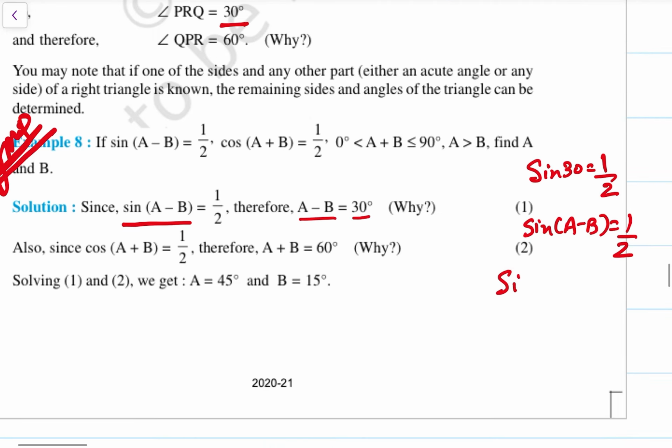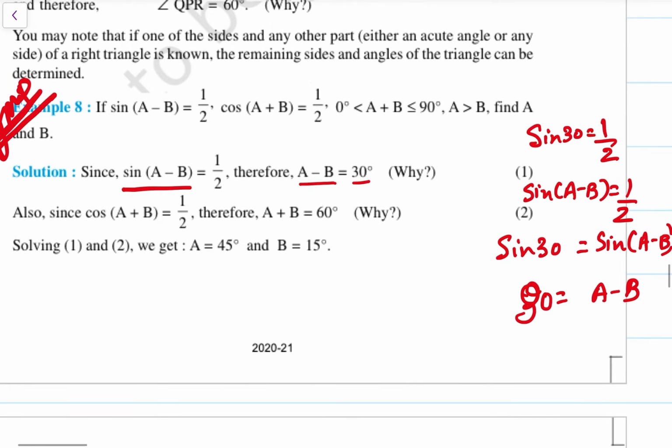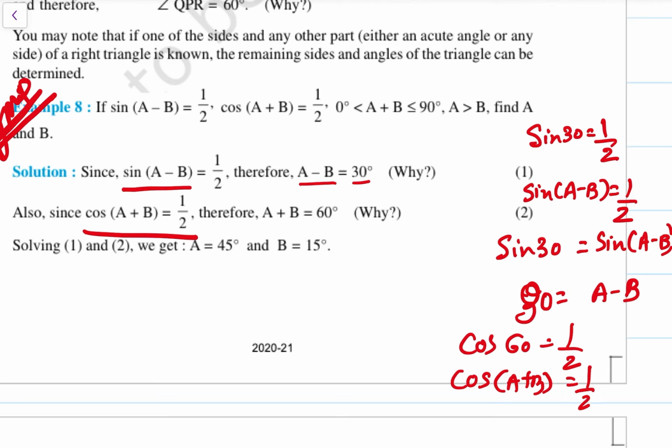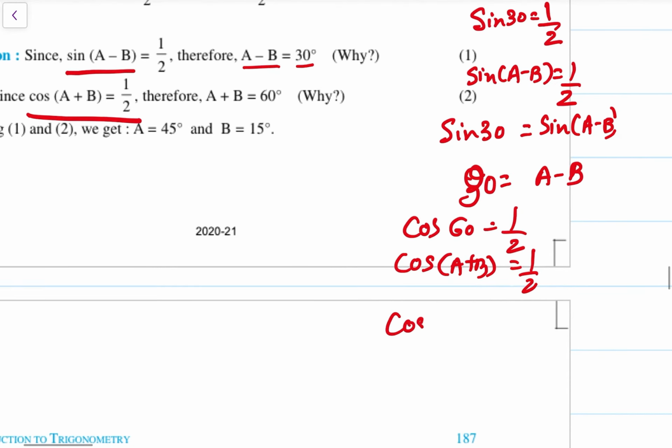Can I compare this? Yes. So sine 30 is equal to sine of A minus B. Therefore, 30 is equal to A minus B. Now same way I can do for cos of A plus B. We know cos 60 is equal to 1 by 2 and cos of A plus B is also equal to 1 by 2. Can we compare? Yes. So cos 60 is equal to cos of A plus B. So comparing this, I get 60 is equal to A plus B.